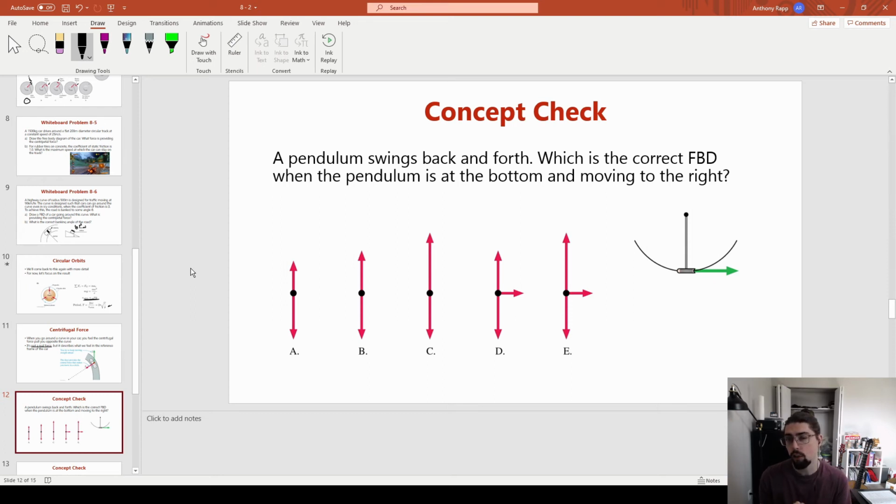I need to stay in a circle. If gravity is completely balanced with the tension, what sort of motion would I expect? What do we think? If gravity was exactly equal to the tension, what would I expect to see?